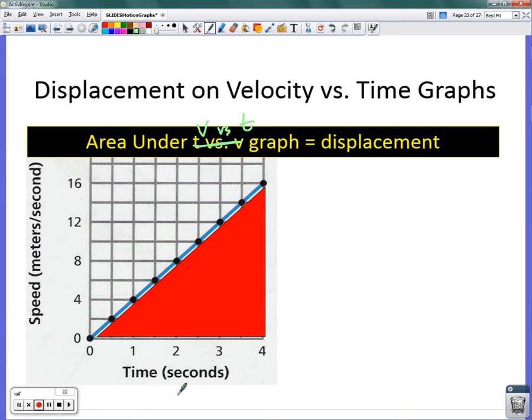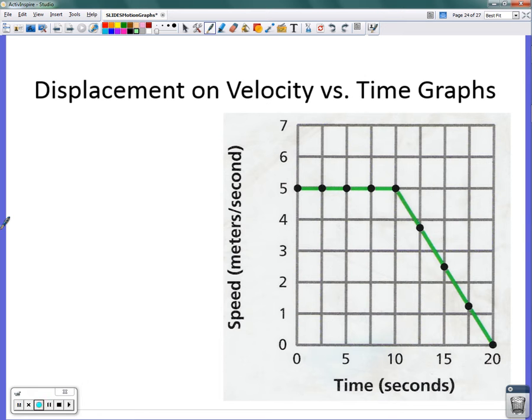Again, those of you taking calculus, there's another way that we can do this for regular shapes like triangles, but also for irregular shapes like curves and parabolas. In calculus class, we use the integral, which you'll get to eventually if you're taking calculus. We can apply this idea to any kind of velocity graph.